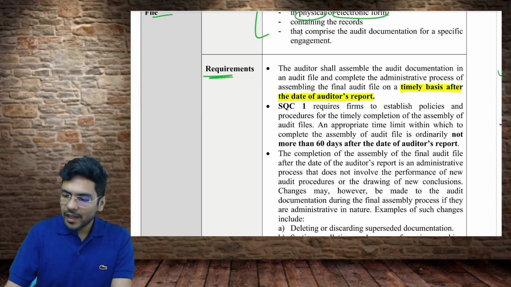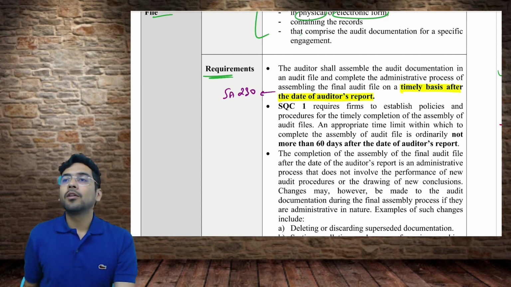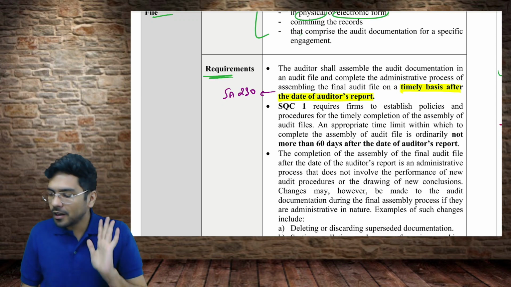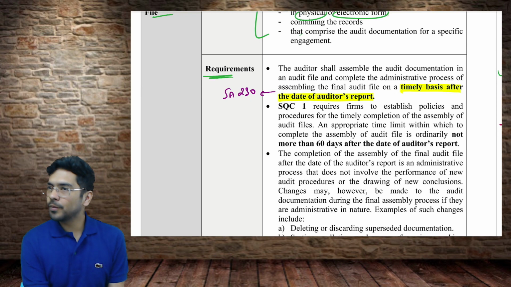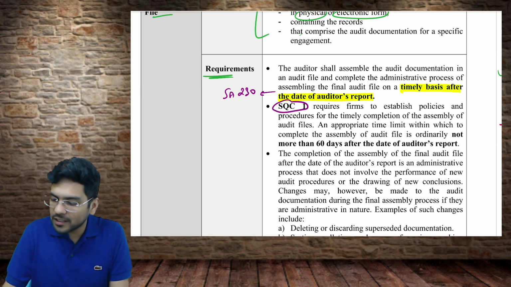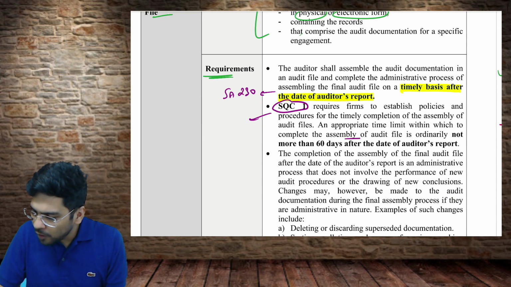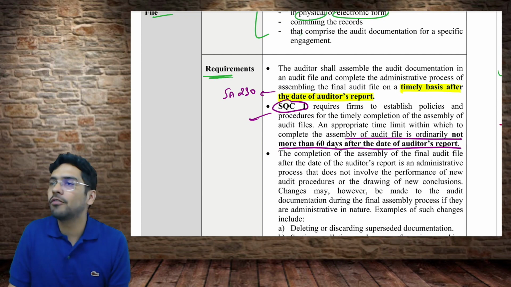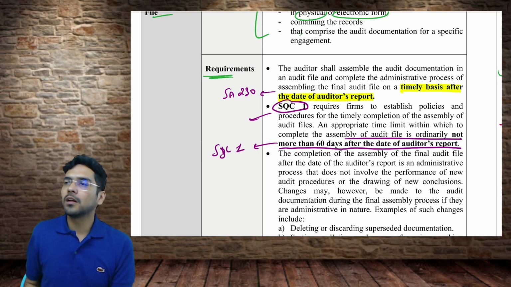So please understand, as per SA 230, assembling of the audit file needs to be done on a timely basis after the date of auditor's report. But everyone knows, even chartered accountants will become lazy and they'll never do it. So then what has happened is SQC1 has given us a more specific timeline. SQC1 says that assembling of audit file should be done not ordinarily more than 60 days after the date of audit report. So the limit of 60 days is given by SQC1.